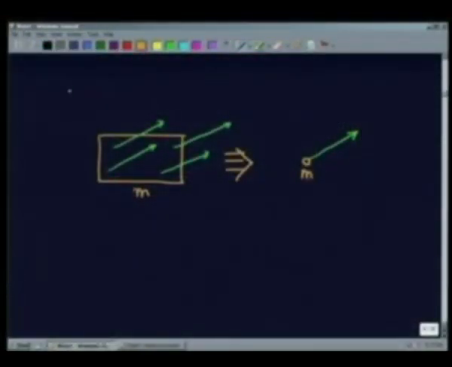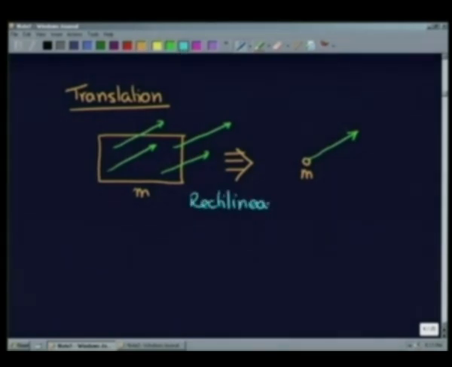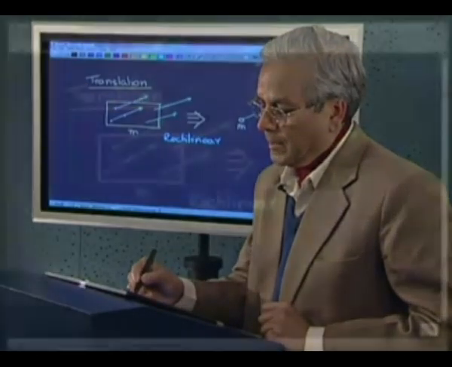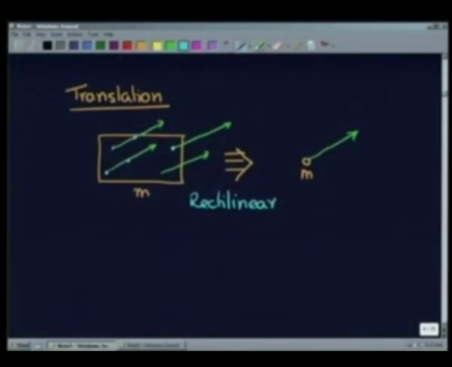This is pure translation. Now translation can be again of two types. This is a translation which we call rectilinear translation. Why? Because we find the path of each particle is in a straight line. That means it was here, it has gone there. It was here, it has gone there.